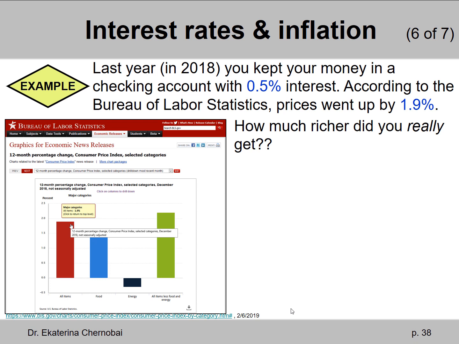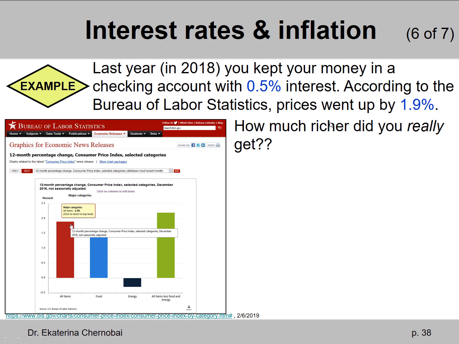Let's look at this example. These days, the interest you earn in your checking account is pretty small. It's very close to zero. So let's say last year, in the year 2018, you kept your money in a checking account which was offering a 0.5% interest.